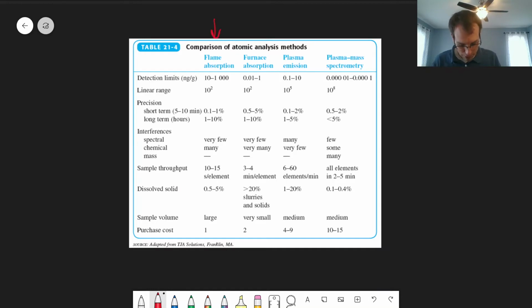So we have flame absorption, furnace absorption, plasma emission, and then the last column is one that we haven't talked about and won't talk about in this class, but using inductively coupled plasma and then doing mass spectrometry and analyzing the atoms that way. That has a significantly lower detection limit, but is significantly more expensive. And we haven't talked about it, we won't talk about it.